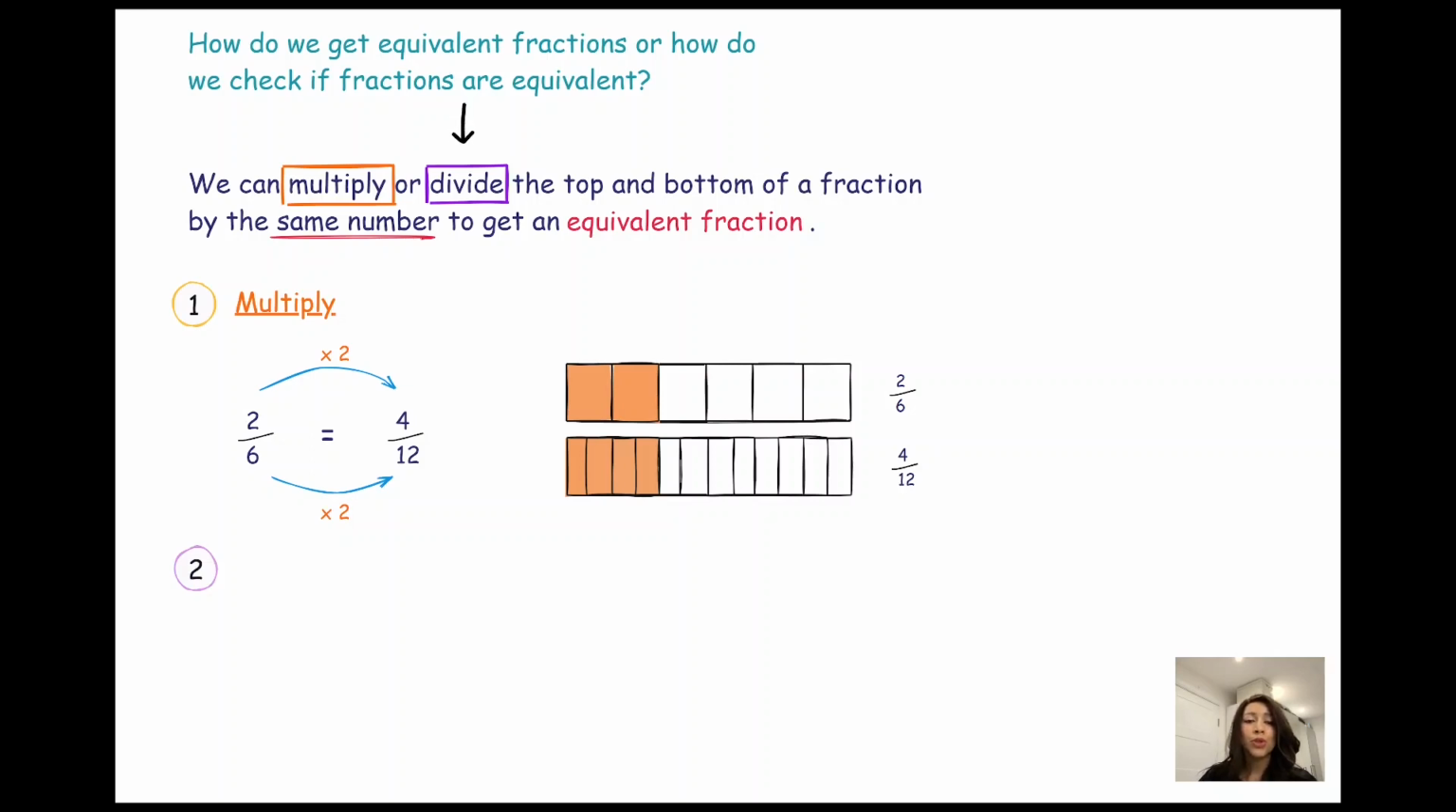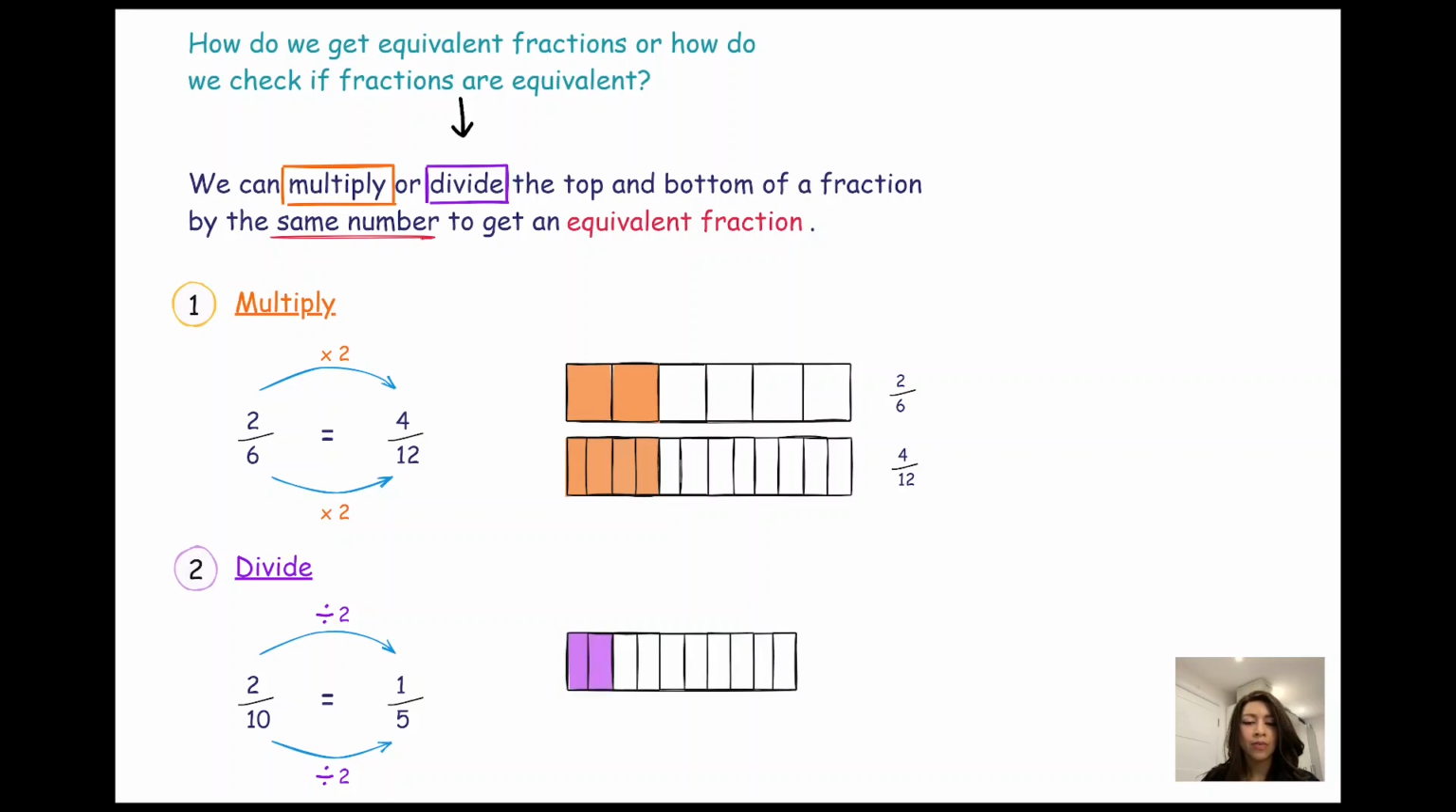Now, example 2 uses division. So we can get equivalent fractions by dividing. So let's take 2/10. And we will find an equivalent fraction by dividing by 2. So we're going to divide the numerator by 2 and the denominator by 2. So 2 divided by 2 is 1, and 10 divided by 2 is 5. So 2/10 is equivalent or the same as 1/5.